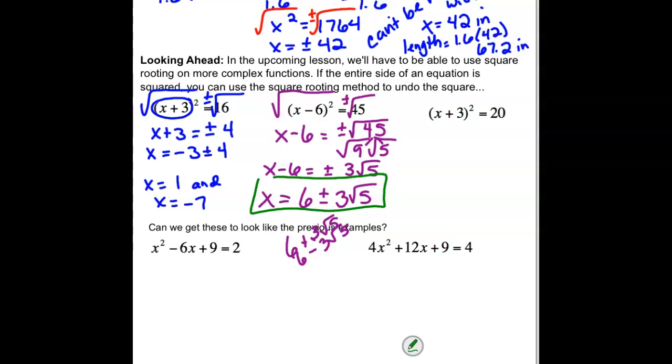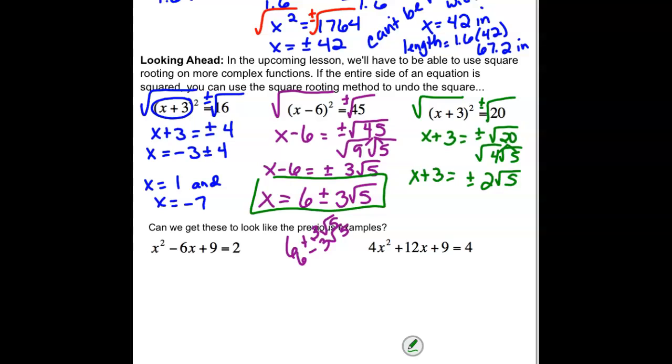All right, checking your work. You should have square rooted both sides. We end up with x plus 3 equals plus minus the square root of 20. And then we have to reduce that. We can split 20 into 4 times 5. Square root of 4 is 2, so we get 2 root 5. And then we subtract our 3 to the other side. So negative 3 plus and minus 2 root 5.